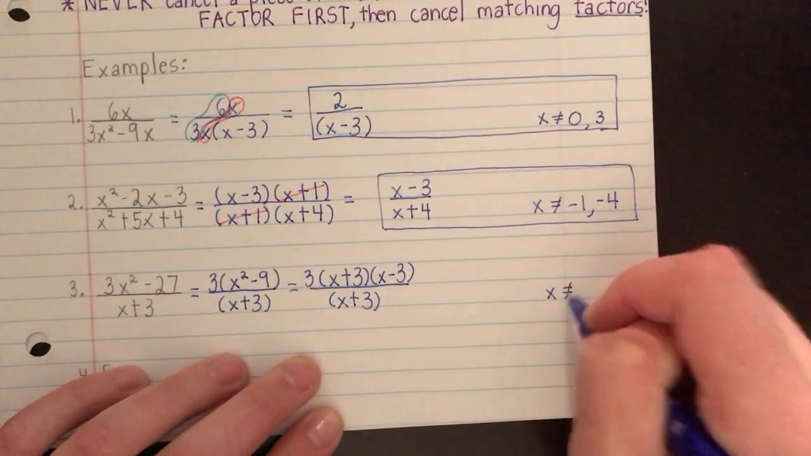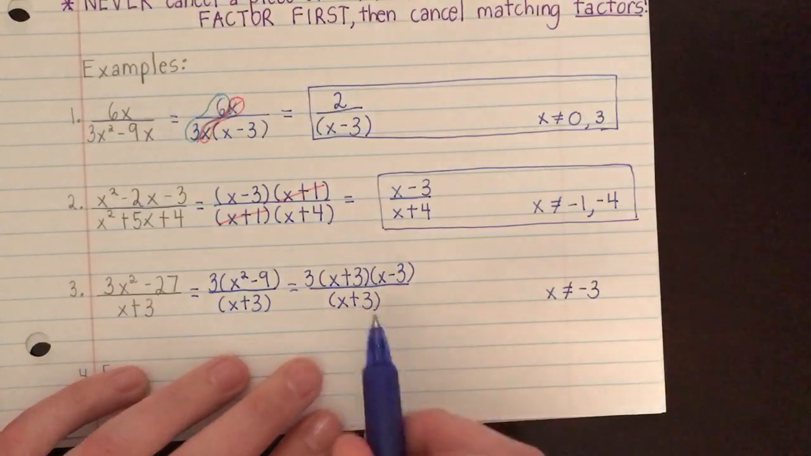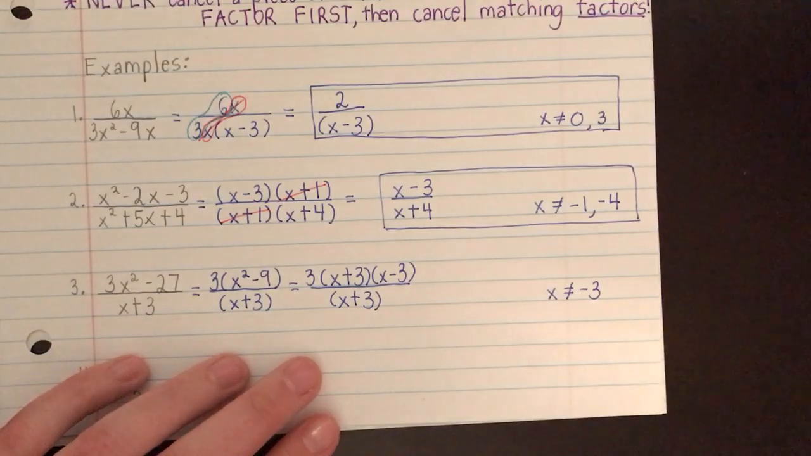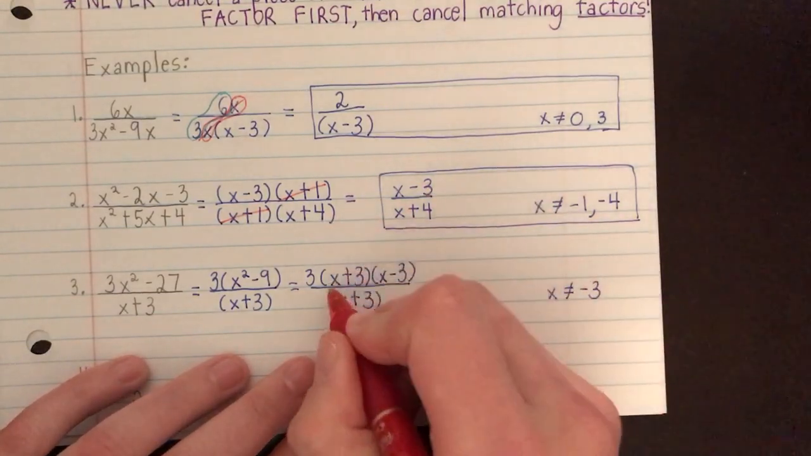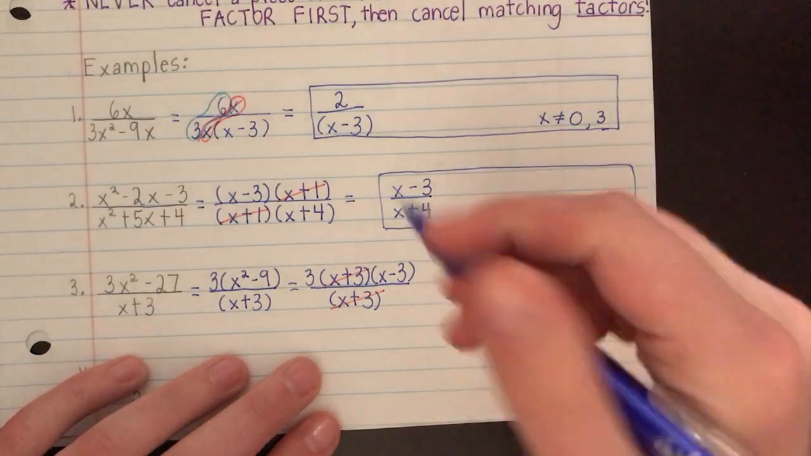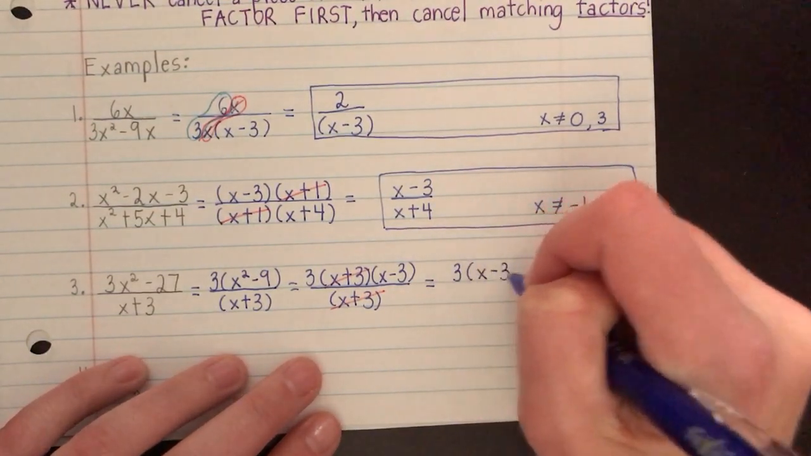So here, x cannot equal -3 because of the denominator. Remember, I don't care about the numerator, only the denominator. And then once I've stated the restrictions, I can go ahead and start canceling. So the x plus 3 cancels with the x plus 3. Nothing else goes away. So on top I have 3x minus 3.